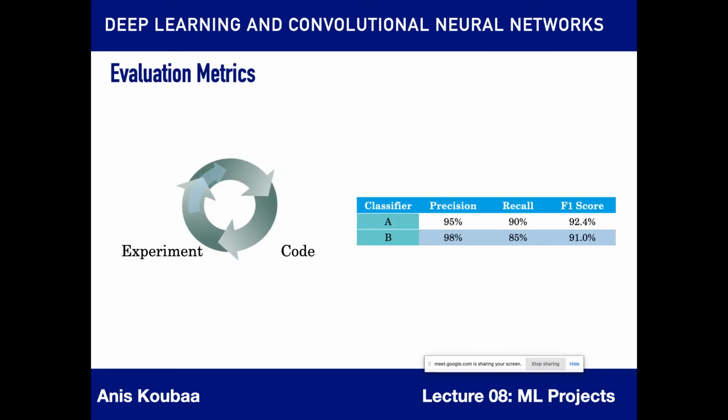Okay, so in this slide, I illustrate why the F-score could be a better approach in order to evaluate the performance of a machine learning model. Imagine that you have a classifier that will give you, for example, 95% of precision and 90% of recall, and another classifier will give you 98% of precision but lower recall, 85%. So how can we compare between these two classifiers? One is giving a better precision value and the other one is giving a better recall value. So the best way here is to look at the combination of precision and recall.